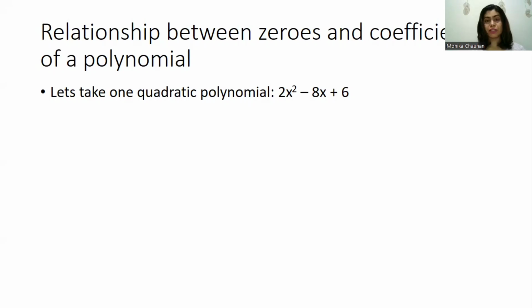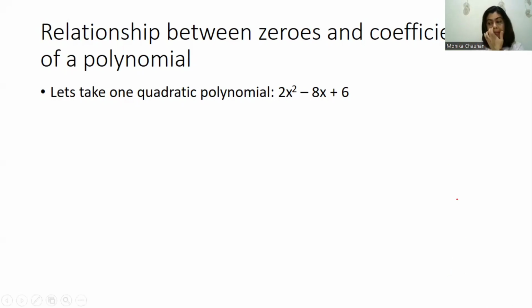So there is a relationship. What is that? Before we begin, we are going to prove it with the help of one polynomial. Can you see that I have taken one quadratic polynomial already, 2x squared minus 8x plus 6? Do you agree that this is a quadratic polynomial? Yes, it is. Why is it a quadratic polynomial? Because here the degree of the variable x is 2. So it's a quadratic polynomial.